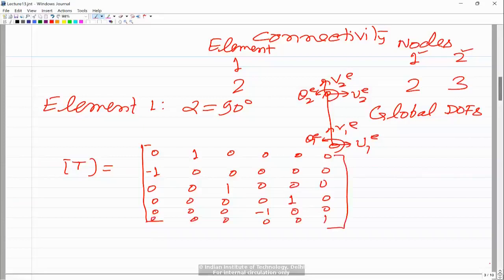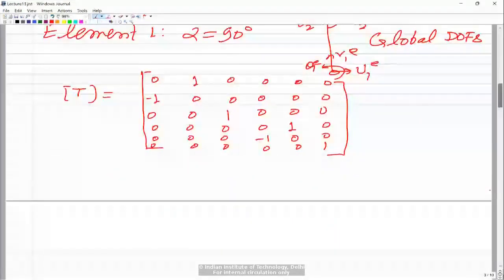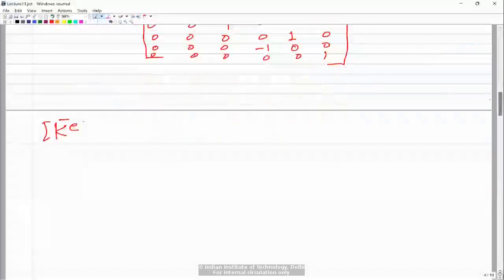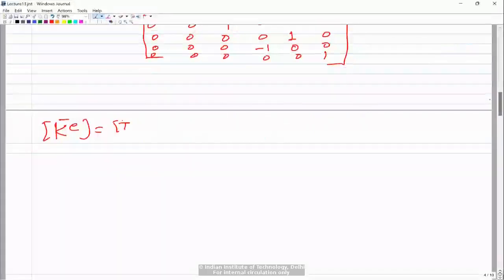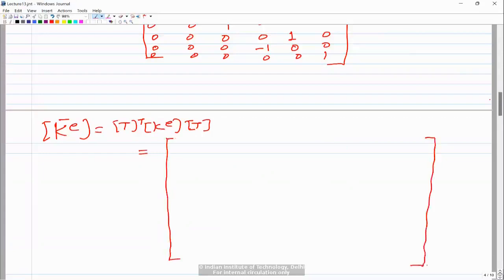I leave you as an exercise to cross check the result which I am going to just write. So now if you look at this transformed stiffness matrix, that is Ke bar. So Ke bar is equal to basically T transpose into Ke into T. So you can check this result. T is defined, you have to multiply all of that.